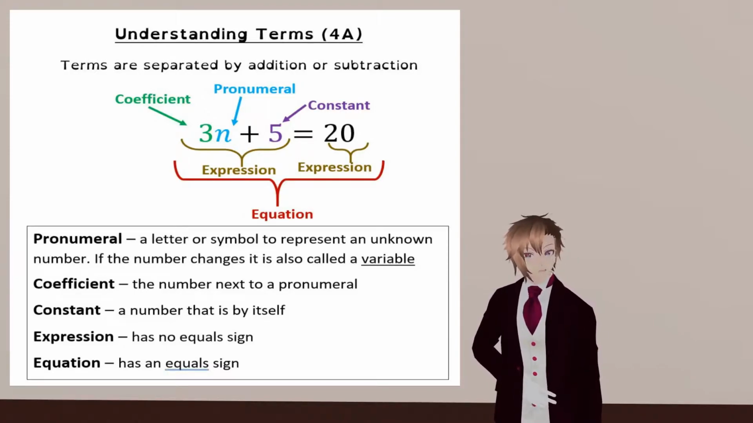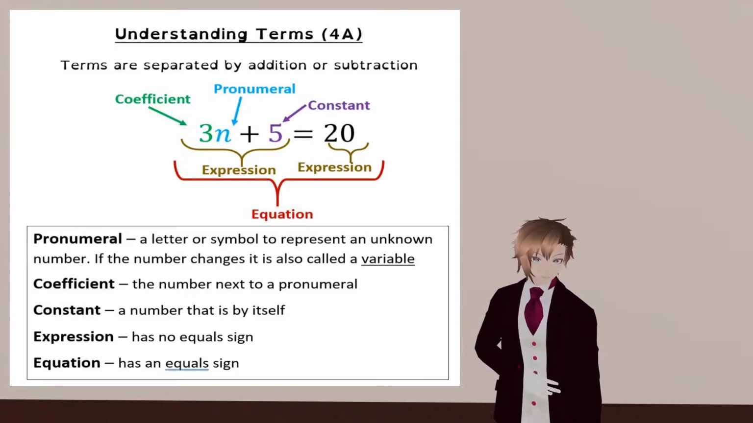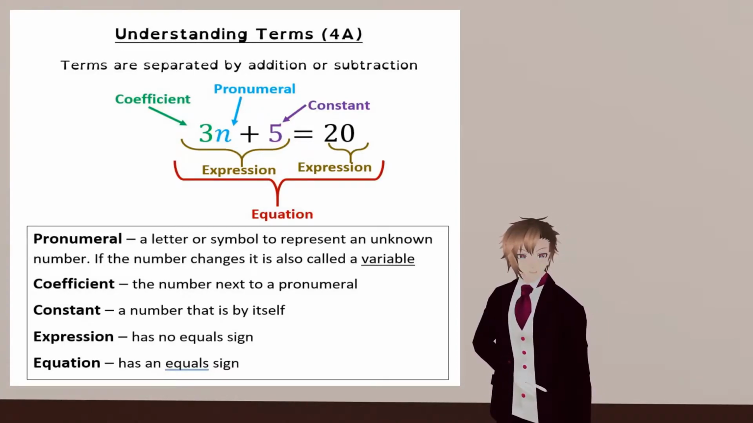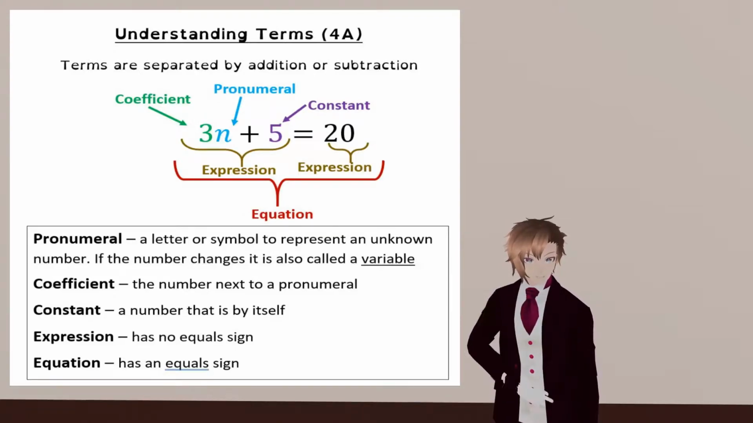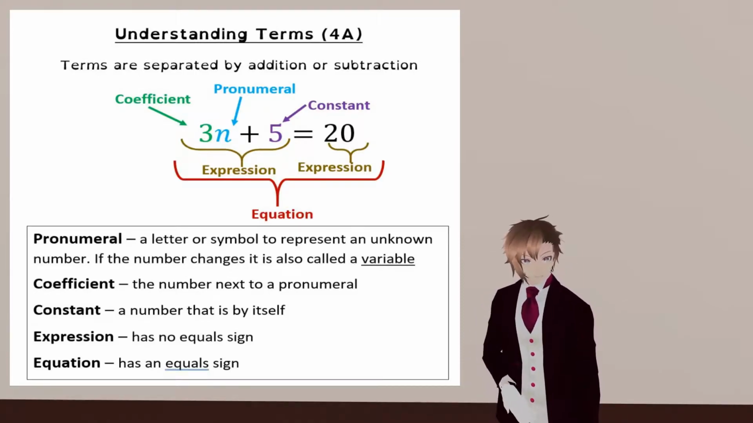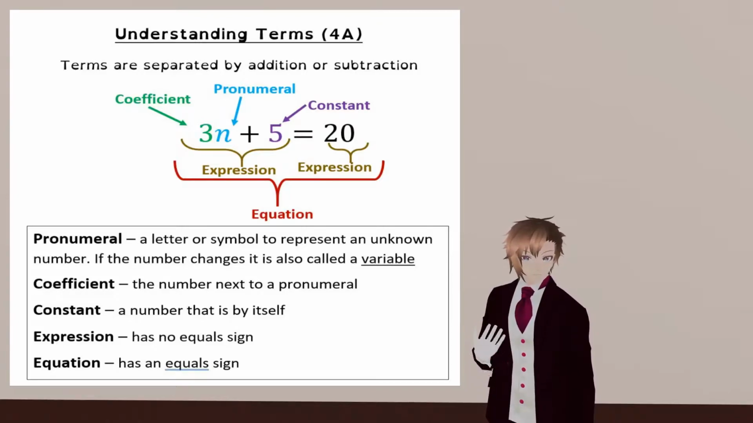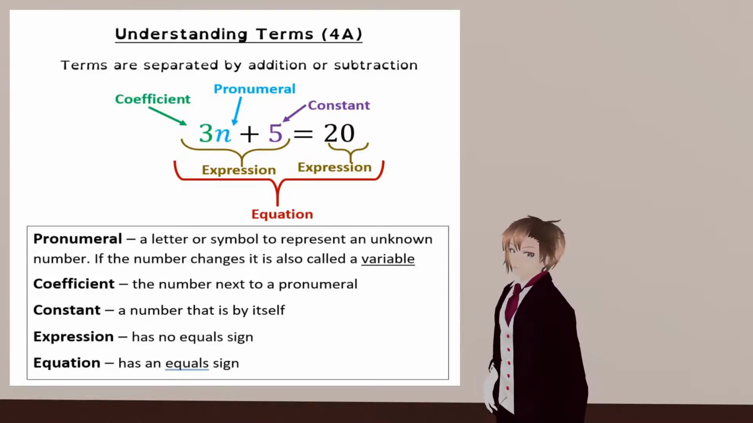When we are looking at terms in maths, we have three words you need to remember. We have the coefficient, the pronumeral, and the constant. These three words make up an expression, and two expressions with an equal sign makes up an equation. So let's have a look at this example up here.